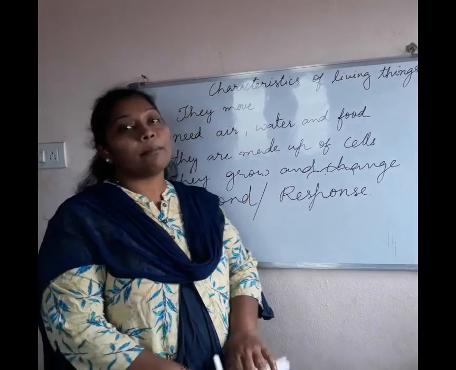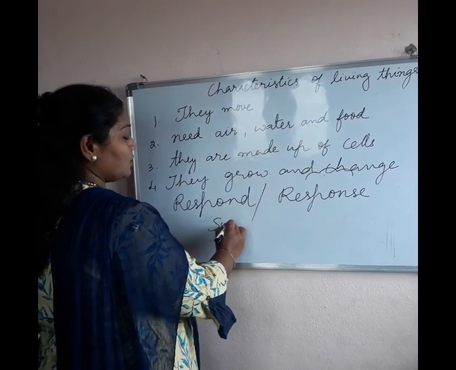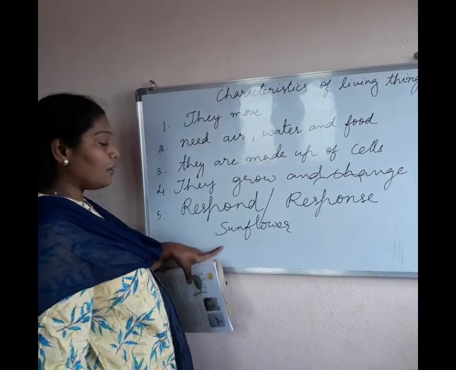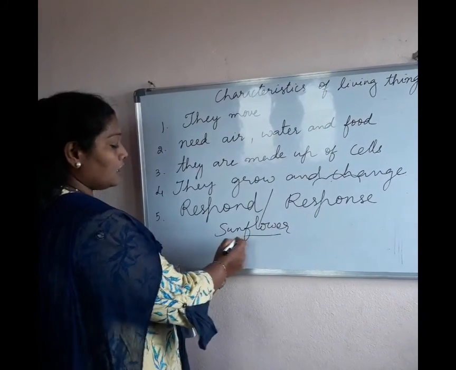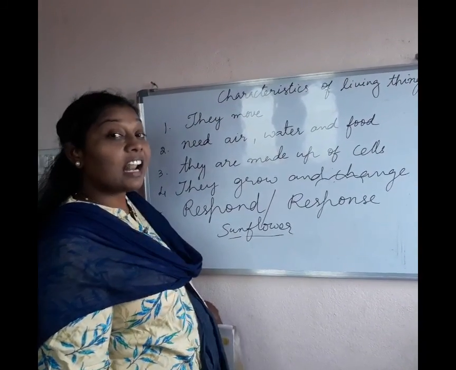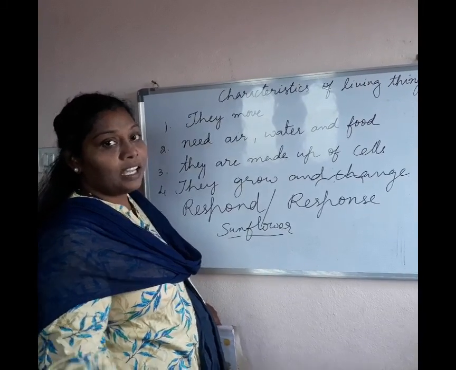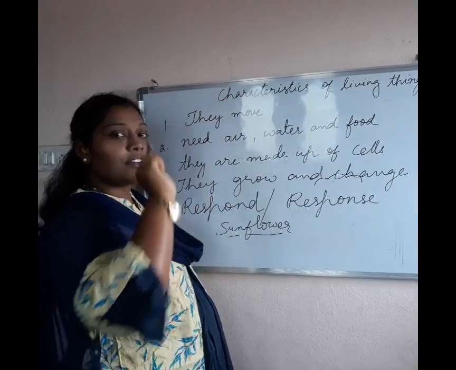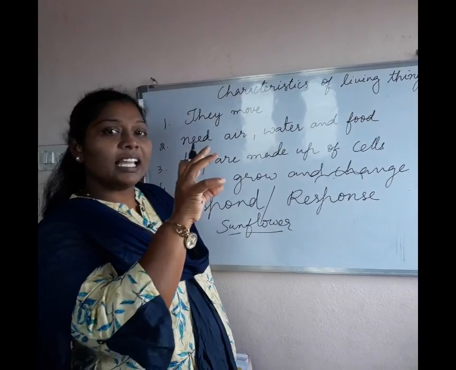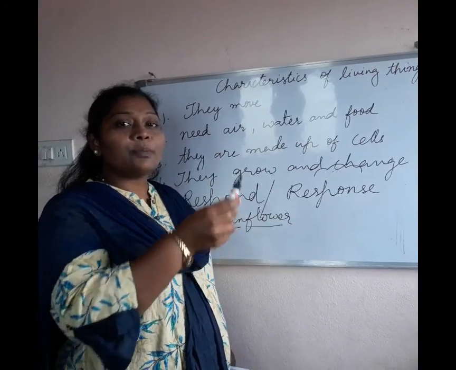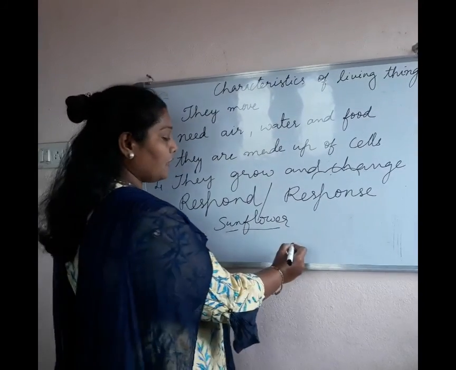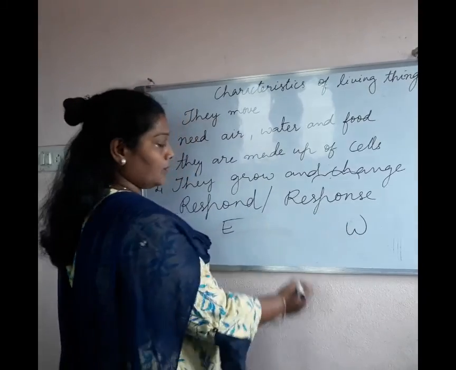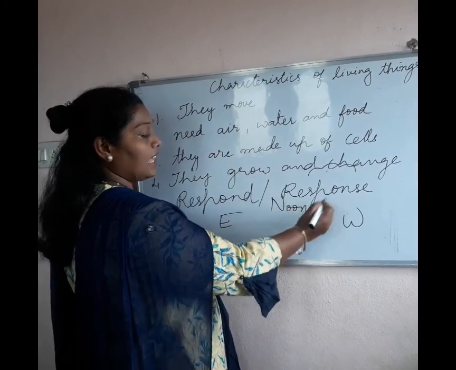I'll say a small example. See, have you ever seen a sunflower? The sunflower has been given the name sunflower because the flower responds to the light that is produced from the sun. If you observe the sunflower, in the morning, the face of the sunflower is always to the east. As it becomes noon, say this is east and this is west and this is noon. Noon means the afternoon.